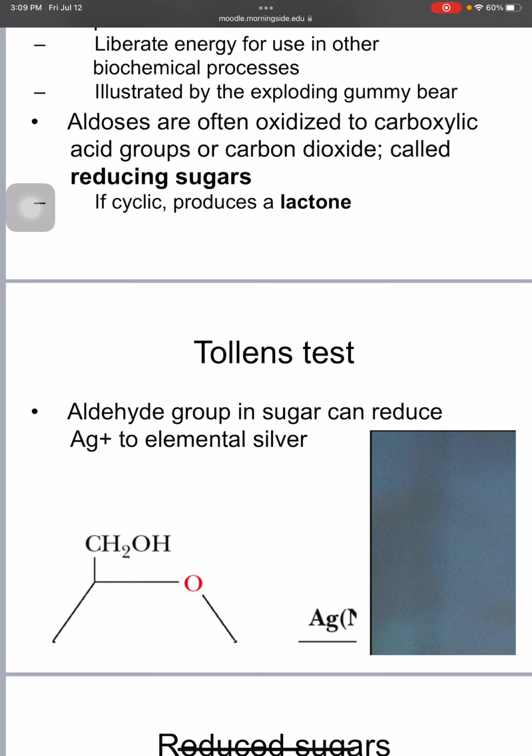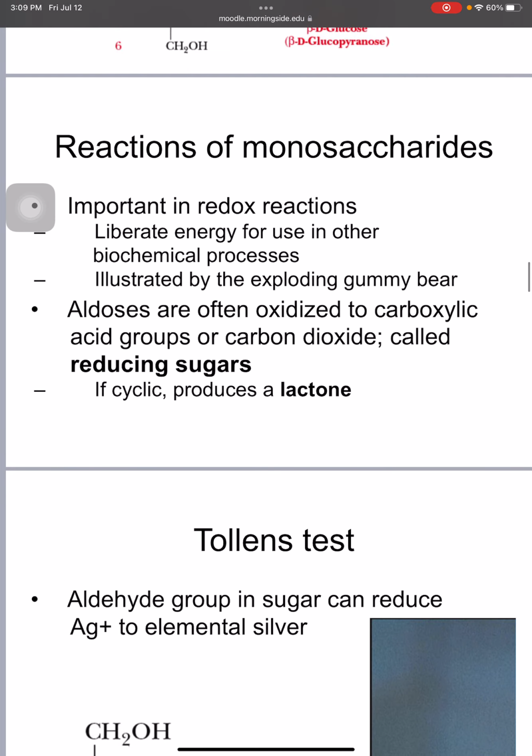All right, so let's talk about reactions of monosaccharides. What can you do with them? Well, there's a number of things you can do with them. One of the most important is that they can be involved in redox reactions. It's very easy to oxidize and reduce certain types of sugars, right? You see all those OH groups. Really good points for oxidation and reduction.